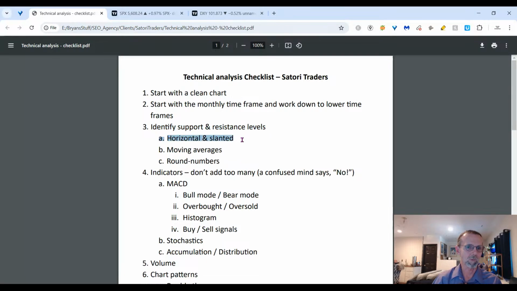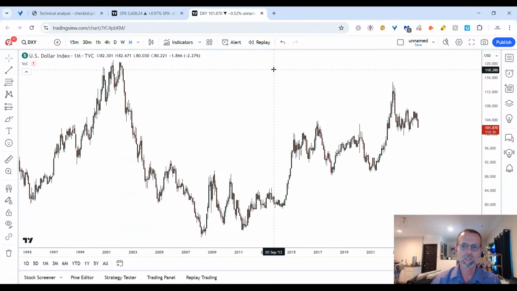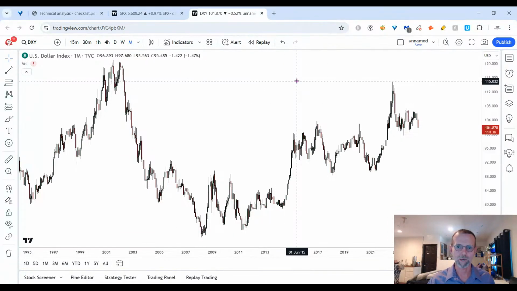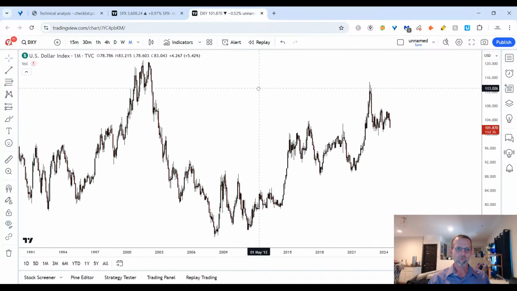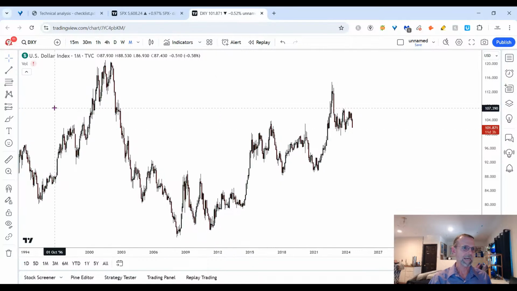We can talk about horizontal and slanted support and resistance levels, moving averages serving as support and resistance, and then round numbers. I talked about that the other day. The first thing that jumps out to me is this level right here. We can talk about it before I draw any lines on this chart.